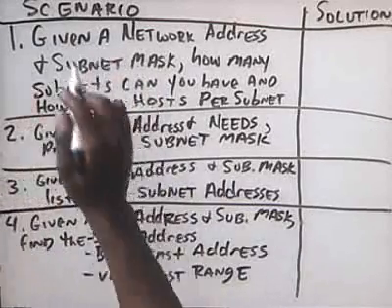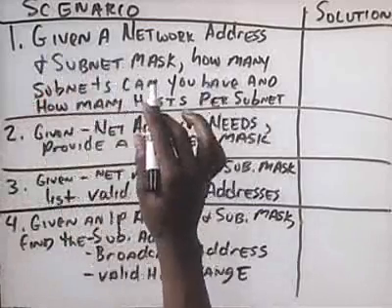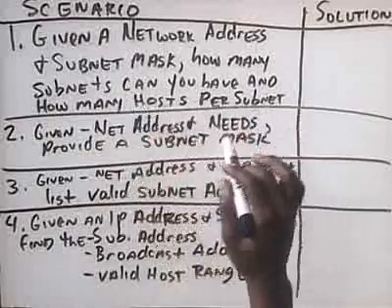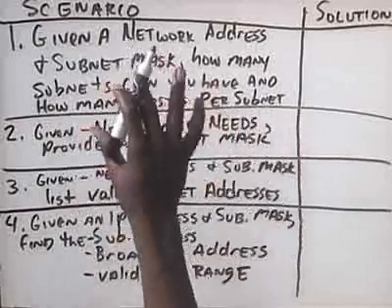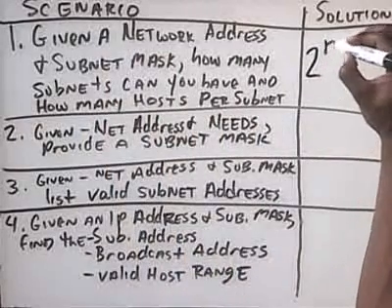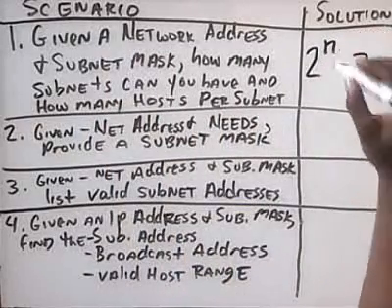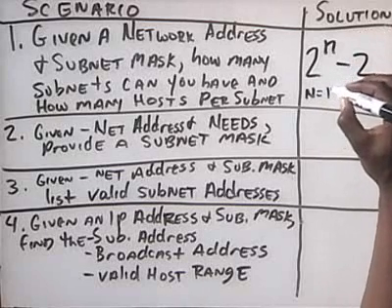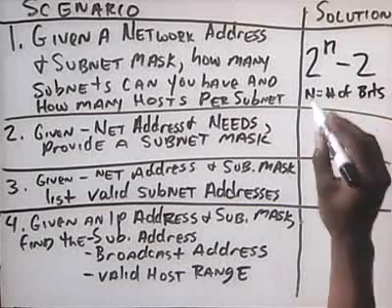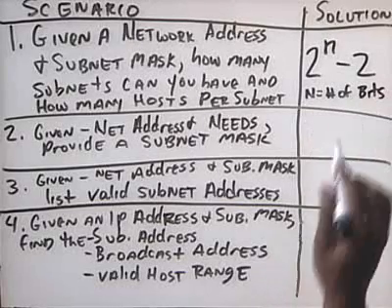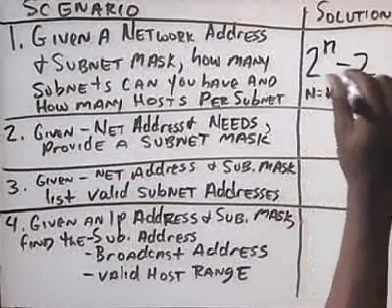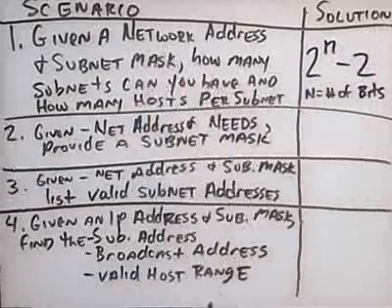The first scenario: given a network address and subnet mask, how many subnets can you have and how many hosts per subnet? For this particular scenario, we'll use a solution that's derived from a formula, 2 to the nth minus 2, where n equals the number of bits in the section. Just for now, you can write that down. N equals the number of bits in the section, and we'll look specifically at that solution and how that works out with a given example.